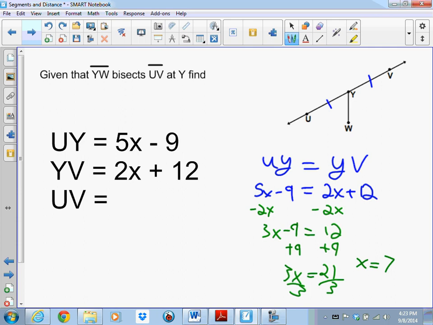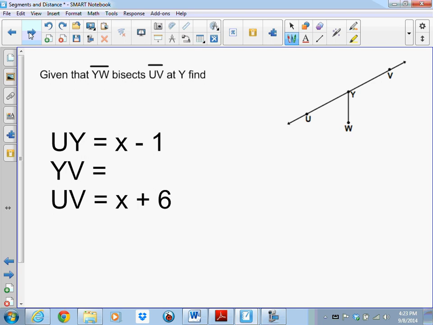Now we need to plug it in. We have x is 7. So here, 2 times 7 is 14 plus 12. YV is 26. 5 times 7 minus 9, that's 35 minus 9 is 26. So those should be the same. Make sure you're checking your work. And the whole thing is 52. We're going to add 26 plus 26. Okay?